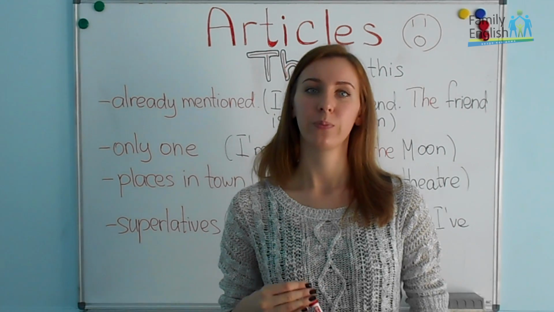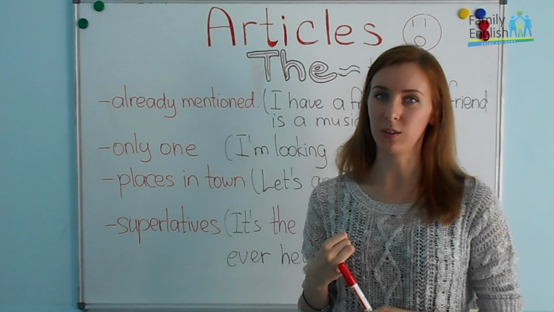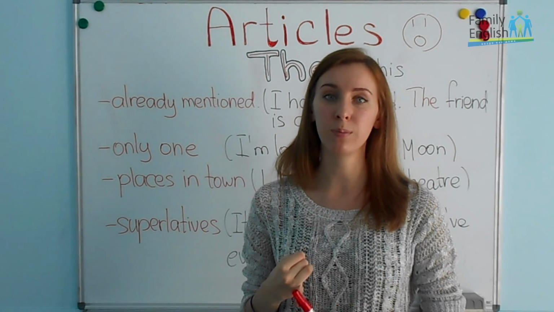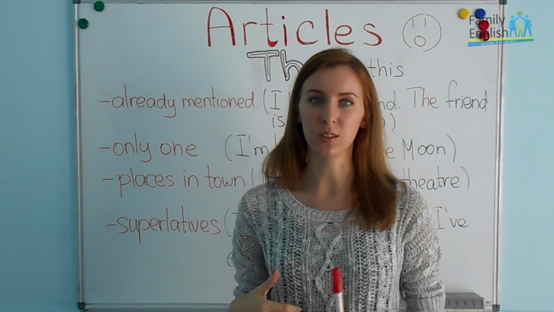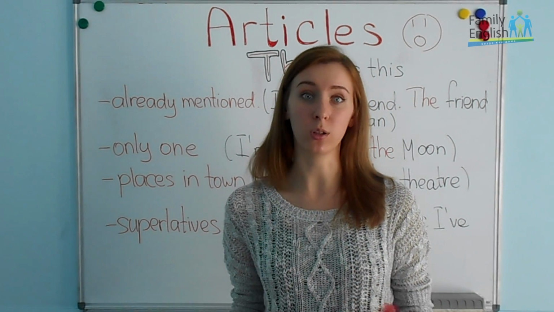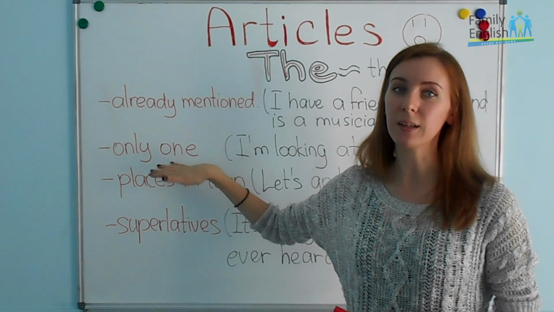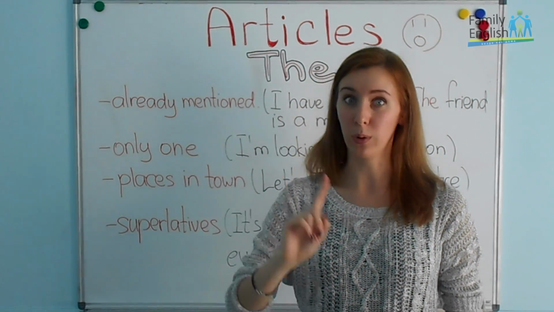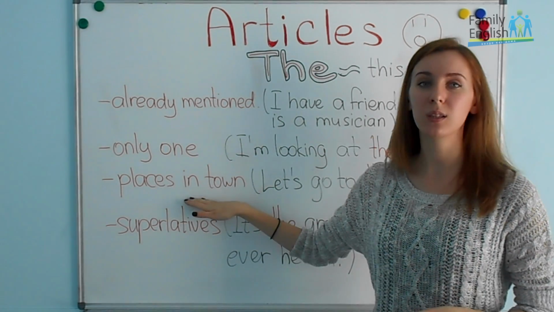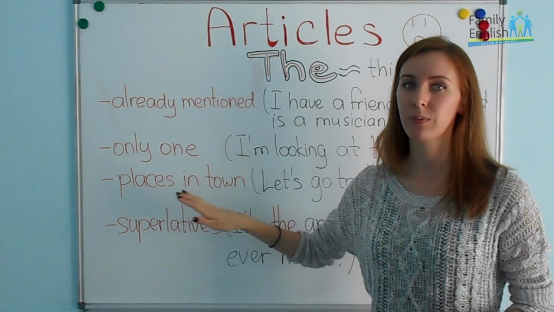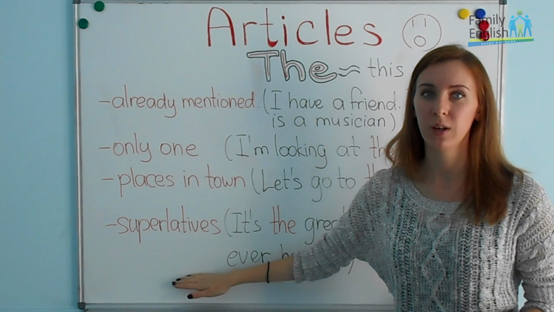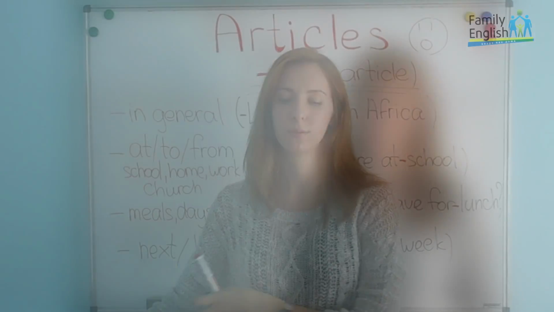So remember, we use the definite article to talk about something that we've already mentioned or something that is clear, when it's clear what we're talking about. Then with only one thing, like the internet, with places in town, different public places, and with superlative adjectives and adverbs.